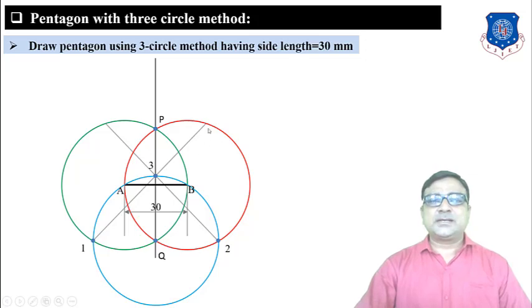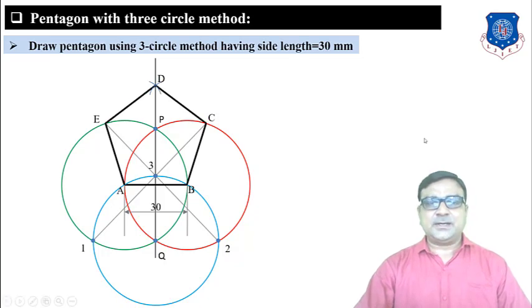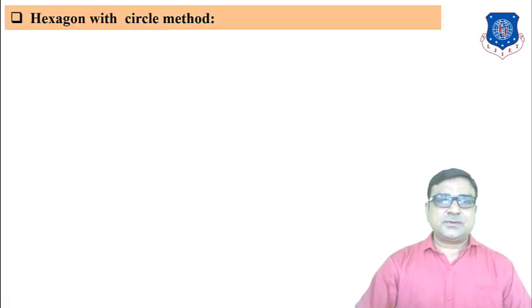Now these two lines intersect the red circle and green circle. The intersecting points are corners of our pentagon, C and E, joined with straight lines to B and A. And the last corner always comes on this vertical line. It is 30 mm from C as well as 30 mm from E. Draw arcs from E and C, locate D, and join CD and ED. So this is one method.